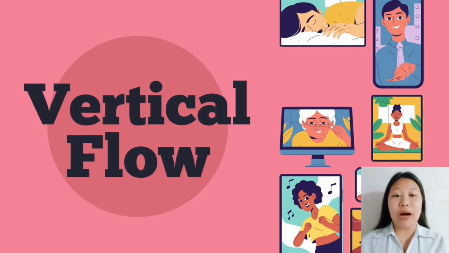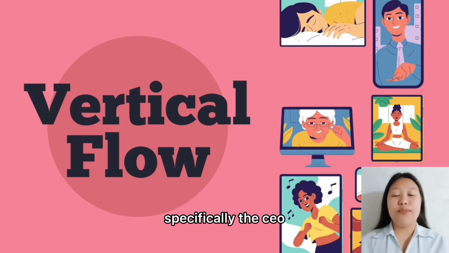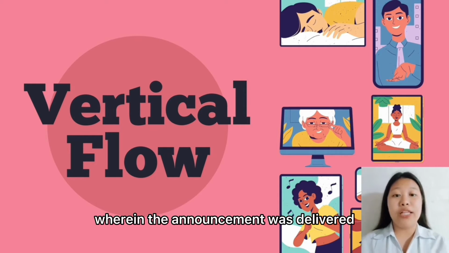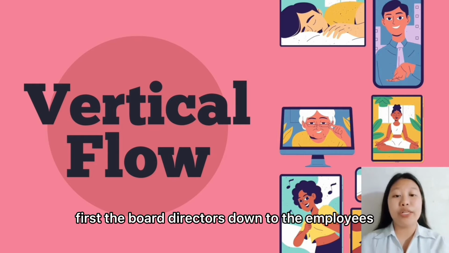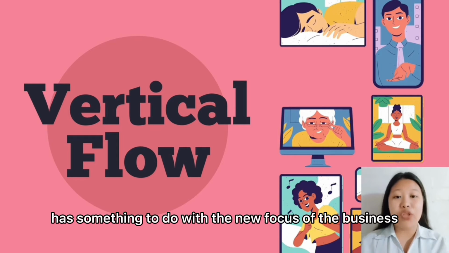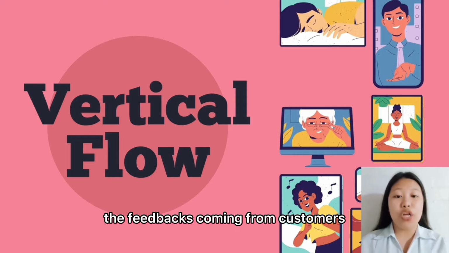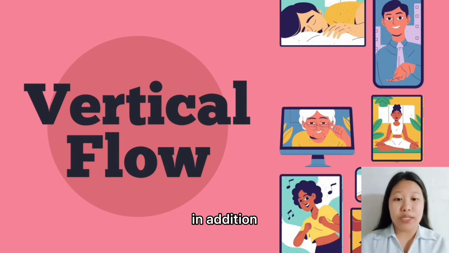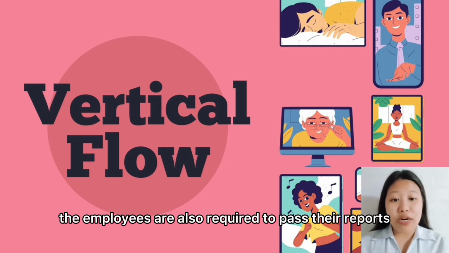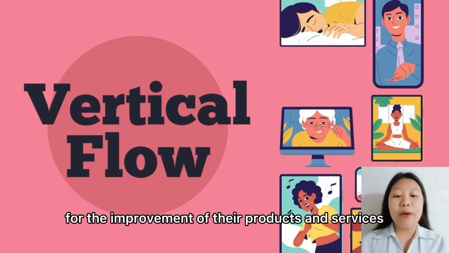In my example, in the downward communication, it can be seen that it started with the person in a higher position, specifically the CEO, wherein her announcement was delivered first to the board of directors, then down to the employees. The email that was sent to the members of the company has something to do with the new focus of the business, which is to assess and monitor the feedback coming from customers. In addition, the employees are also required to pass their reports, opinions, and suggestions for the improvement of their products and services.